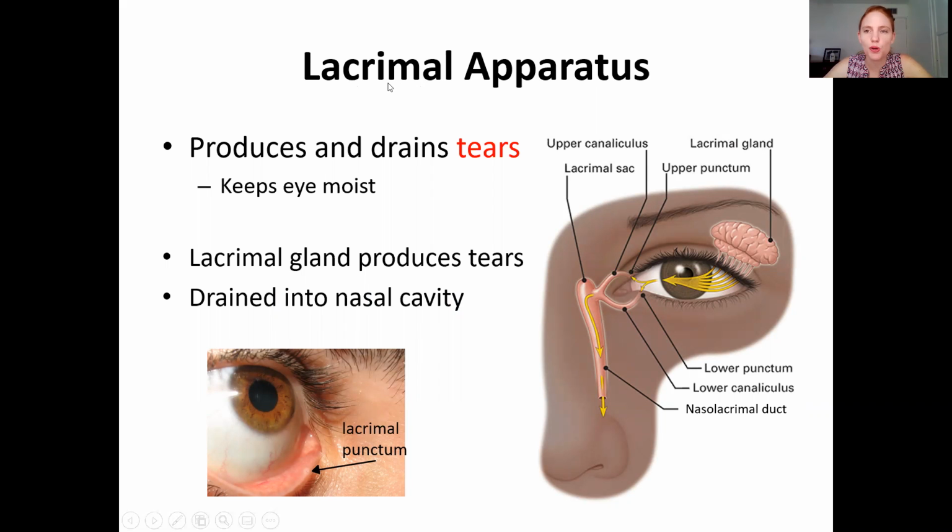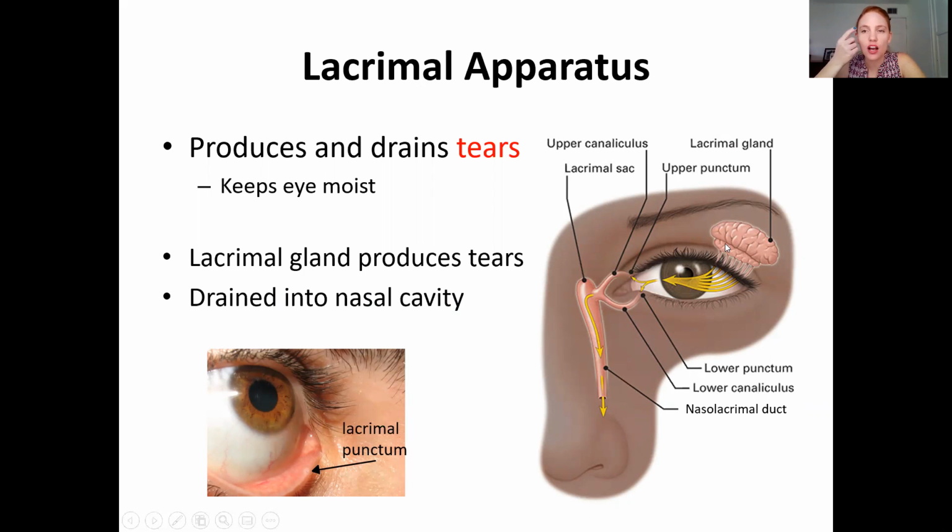So when you see this word lacrimal, you've actually seen this word already because we had the lacrimal bone. Remember I was saying that for the lacrimal bone, the way you kind of identify that bone is because it has that hole in it. That's where the tears drain. And so the lacrimal apparatus includes all of the structures that are related to making the tears and draining the tears. All of that together is the lacrimal apparatus.